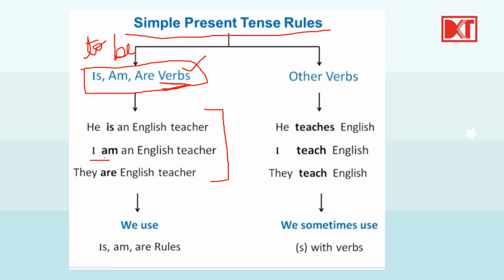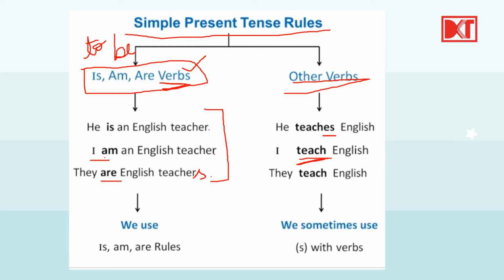And for the other person we use he or she is an English teacher. And for plural we use are, they are English teachers. All right. So that's for the is, am, are verbs. And for the other verbs, either we use the first form of the verb or we put in s or es accordingly.